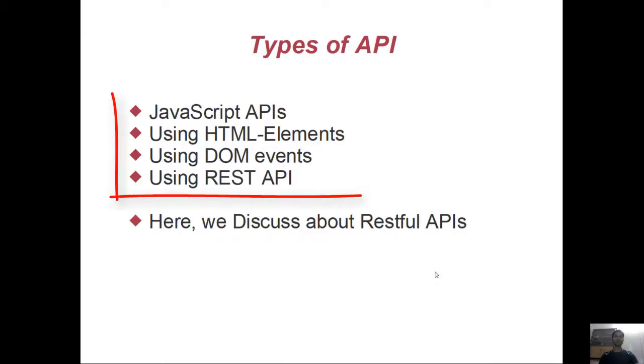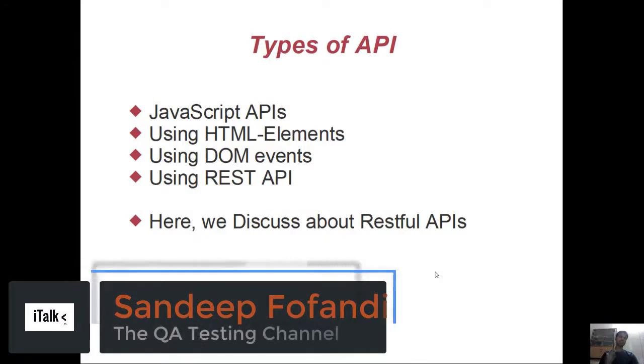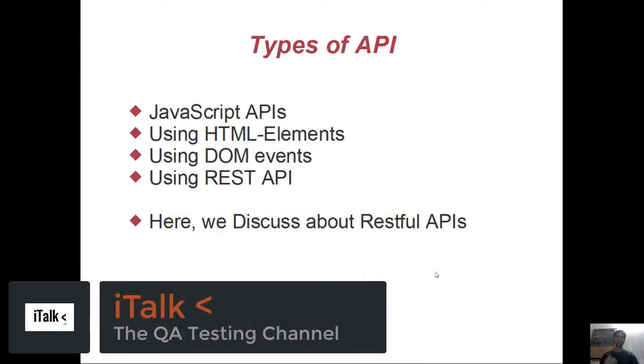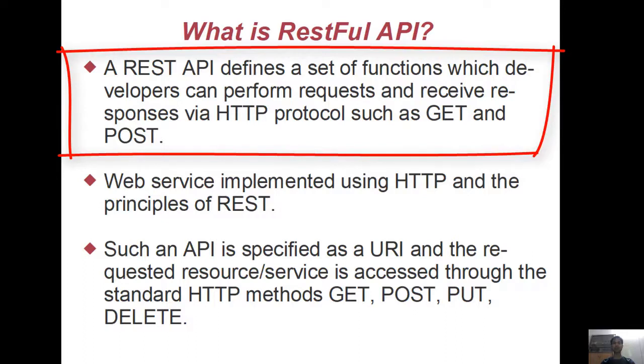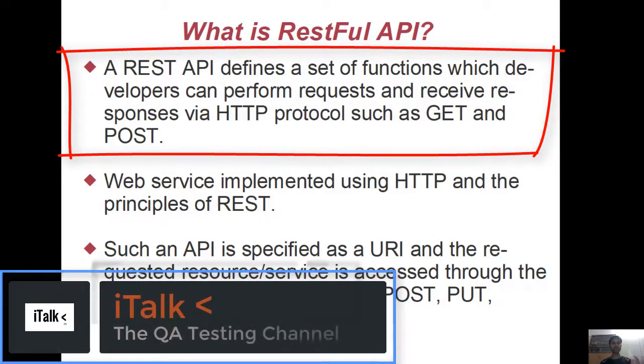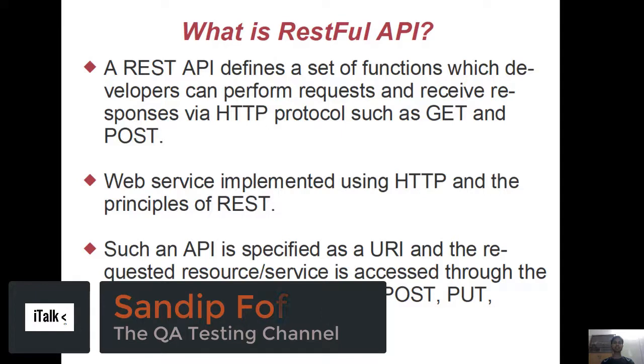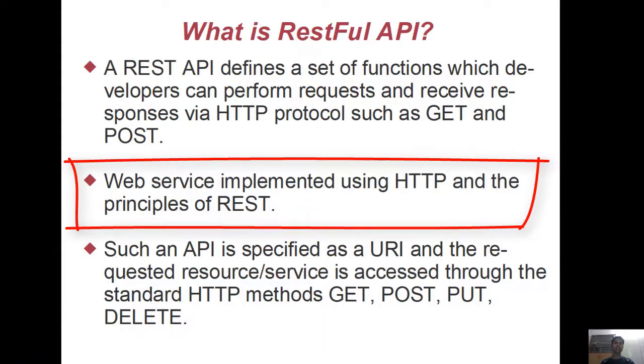There are different types of API: JavaScript API using HTML, DOM events, and REST API. Today we are discussing the RESTful API. So what is a RESTful API? A RESTful API defines a set of functions with which developers can perform requests and receive responses via the HTTP protocol, using methods such as GET, POST, PUT, DELETE. These are web implementations using HTTP and the principles of REST.